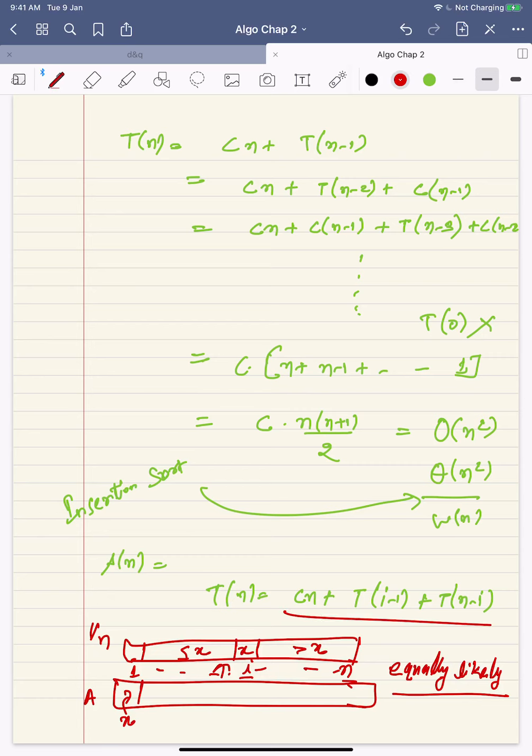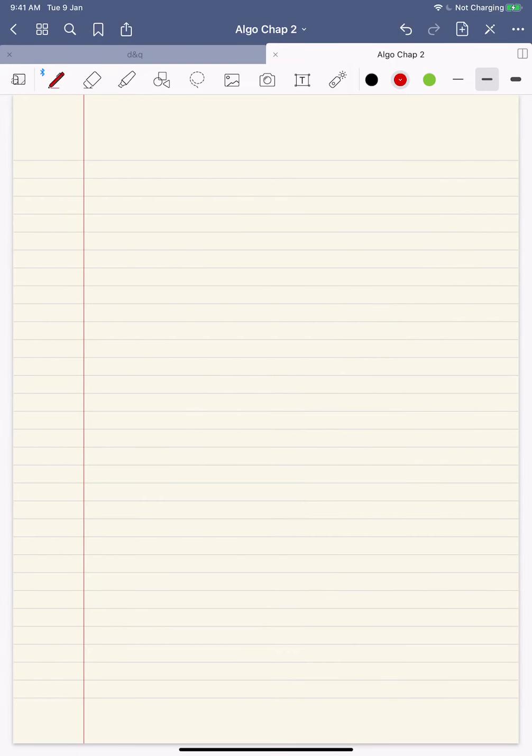Okay, good. So once I put that condition over here, now you can say what will be the Tn in the average case. I will still write Tn, I am more comfortable with that, but this is the average case analysis. So your Tn will be Cn plus 1 by n sigma i equal to 1 to n of T of i minus 1 plus T of n minus i. Now this is what this Tn will look like.